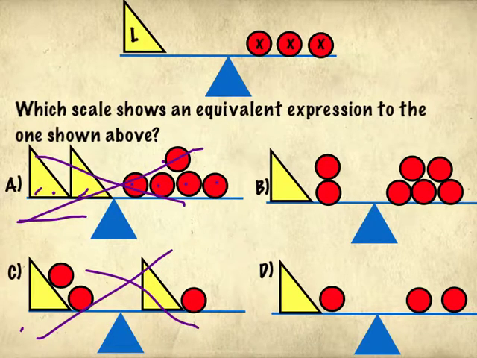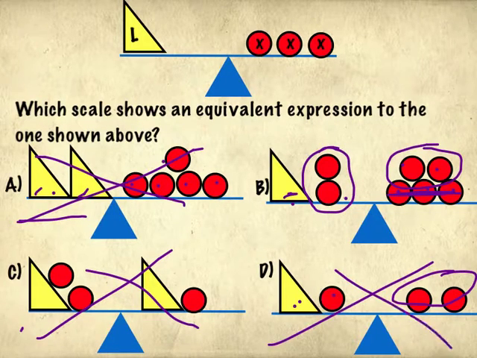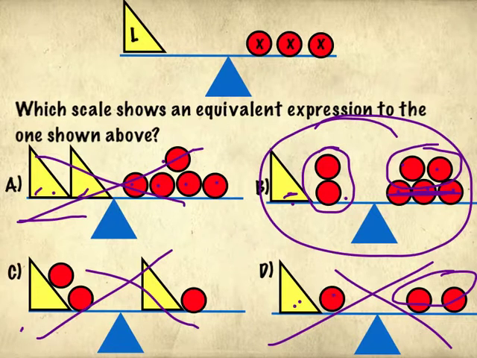Okay, on B I have a triangle and 2 circles equals 1, 2, 3, 4, 5 circles. If I look up there, the triangle is 3 circles, and then that leaves 2 circles left over. So this one's looking pretty good. I'm just going to double check by going to D. D tells me that a triangle and a circle is equal to 2 circles. That's wrong, because a triangle by itself is equal to 3 circles. So the answer is B. B is the equivalent expression.